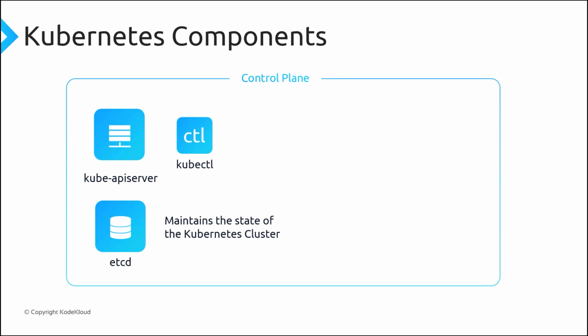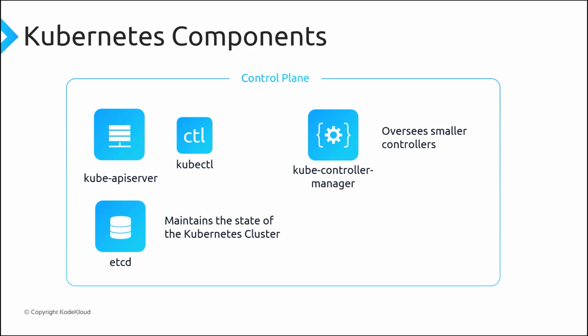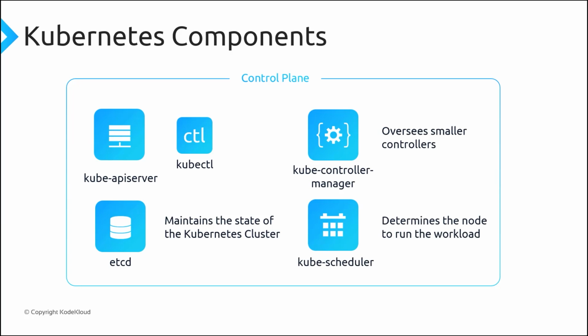Etcd is used to maintain the state of your Kubernetes cluster and its configuration. This highly available service is a key value store within Kubernetes. Kube Controller Manager oversees a number of smaller controllers that perform actions such as replicating pods and handling node operations. When you create or scale applications, the Kube Scheduler determines what nodes can run the workloads and starts them there.